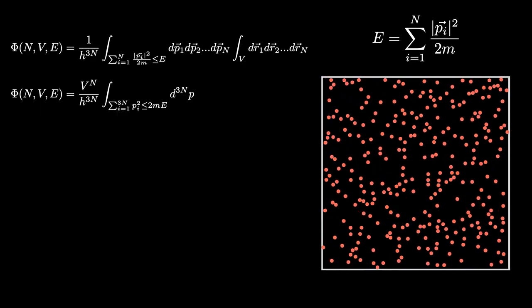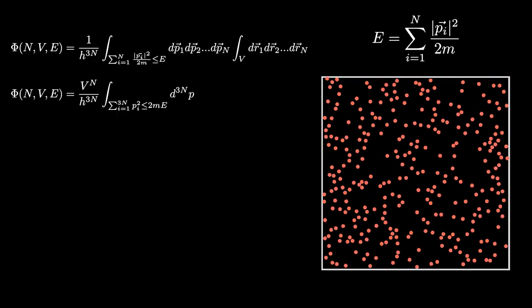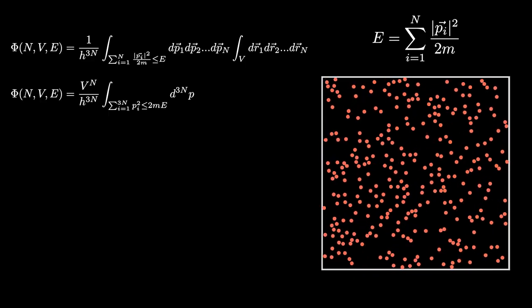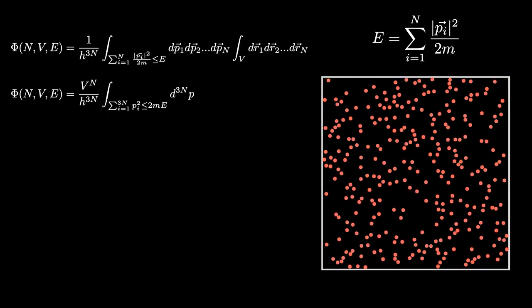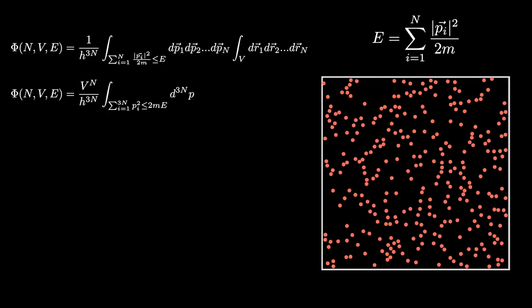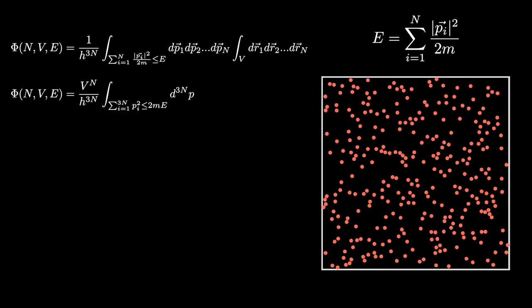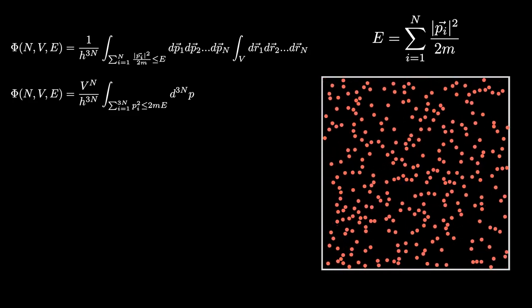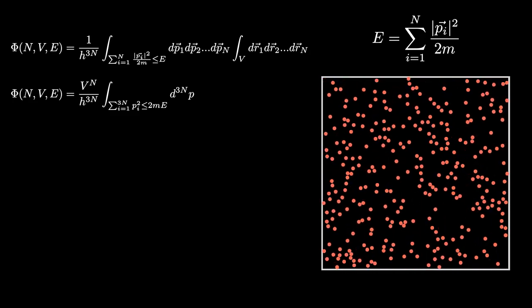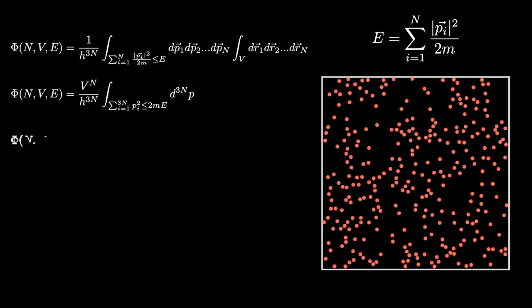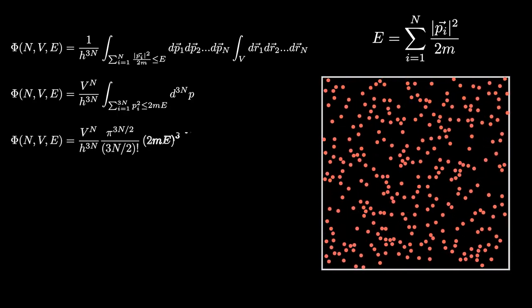We can also rearrange the bound of the integral and realize that we have to compute the volume of a hypersphere of squared radius 2mE. The hypervolume of the hypersphere has already been computed by our mathematician friends. We just plug it into the expression. But we need to be careful about one last thing.